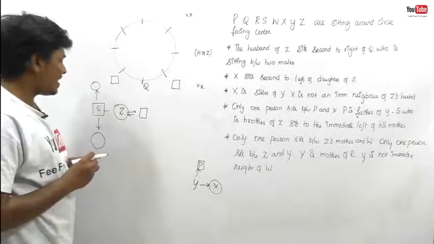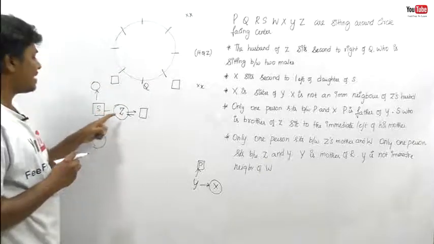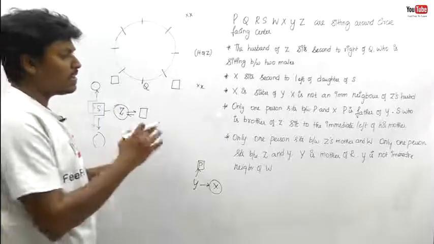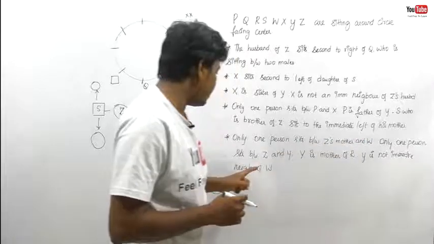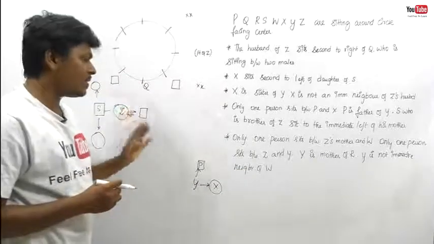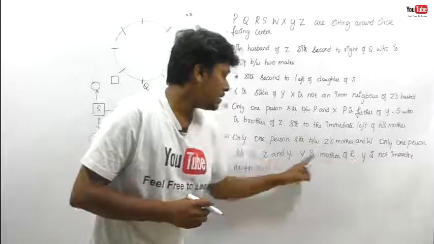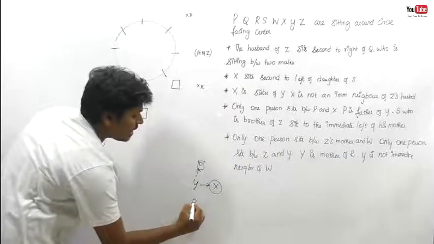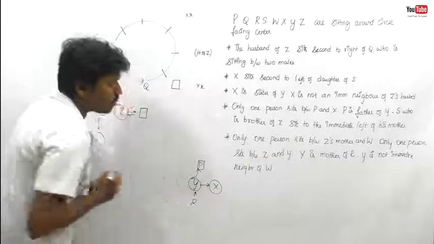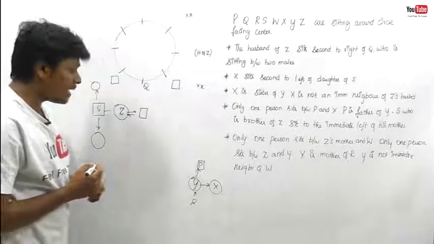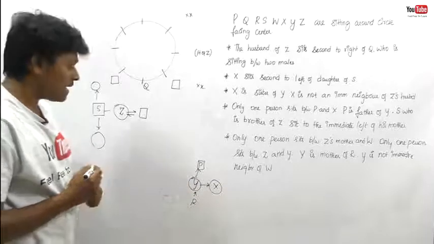So friends, only one. Okay, if Z and S are brother and sister, definitely Z should have a mother. So don't worry about the arrangement friends. Only one person sits between Z and Y. Okay, leave the question. Y is mother of R. Friends, see here, R's mother is Y. So let me fix here friends. R's mother is Y. This is Y. Okay. Y is not an immediate neighbor of W. They have said that Y is not an immediate neighbor of W, right?